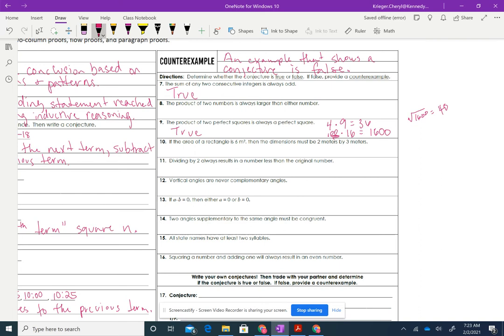Okay. Number 11. Dividing by 2 always results in a number less than the original number. Okay, so what if it's 8 divided by 2? 8 divided by 2 is 4. So that would work, but what if it's negative 8 divided by 2? That's negative 4.